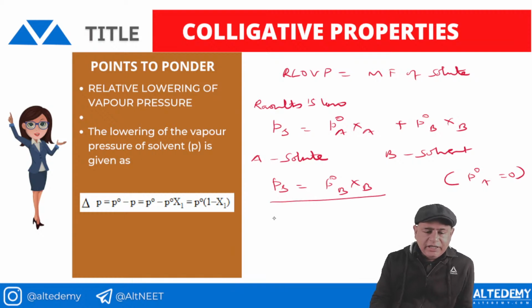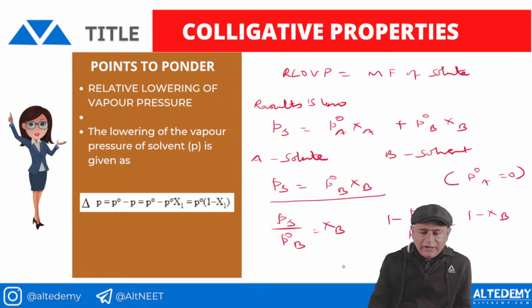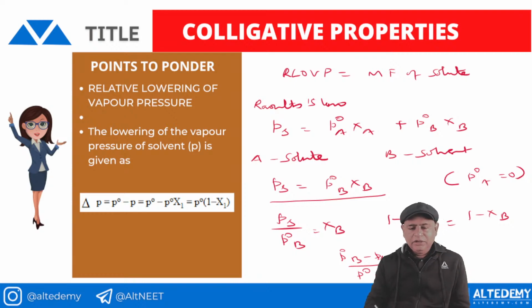And obviously we can then elaborate this. We can write PS upon P naught B is equal to XB. We can also write 1 minus PS upon P naught B is equal to 1 minus XB. And we can write P naught B minus PS upon P naught B is equal to XA. Look here, we have reached the conclusion.